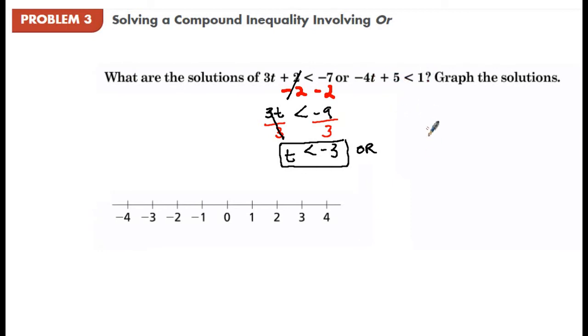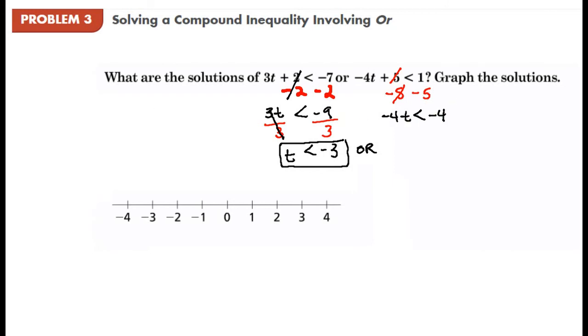So what we want to do is now solve for this one by subtracting the 5. So this is going to be another two-step equation or inequality to solve, and so the 5s are going to cancel, and I'm left with negative 4t is going to be less than, in this case, negative 4.